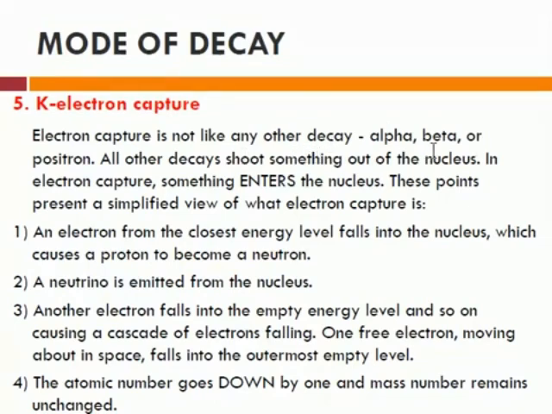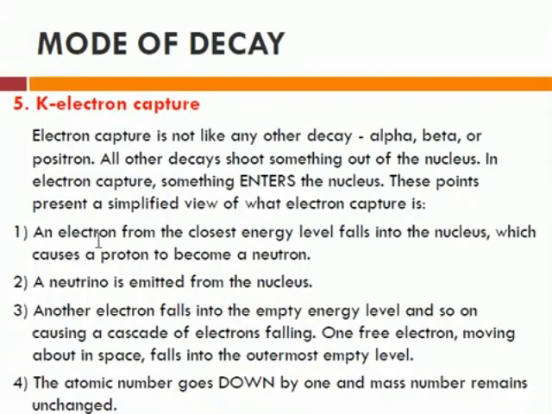So, remember this. Alpha, beta, or positron, all other decays shoot something out of the nucleus. In electron capture, something enters the nucleus. So that is the difference between K electron capture and the other modes of decay. So these points present a simplified view of what electron capture is.